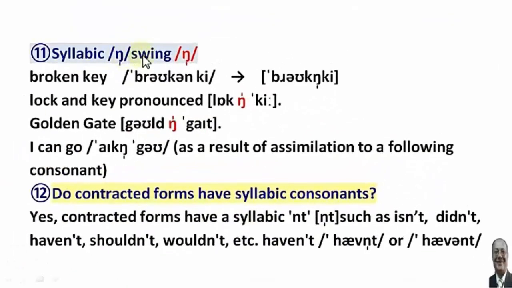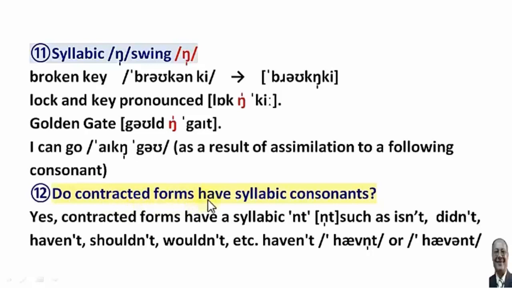Syllabic N and NG also arise through assimilation. Look and key is pronounced look and key. Golden gate is pronounced golden gate. I can go is pronounced I can go, as a result of assimilation to a following consonant, which is G.